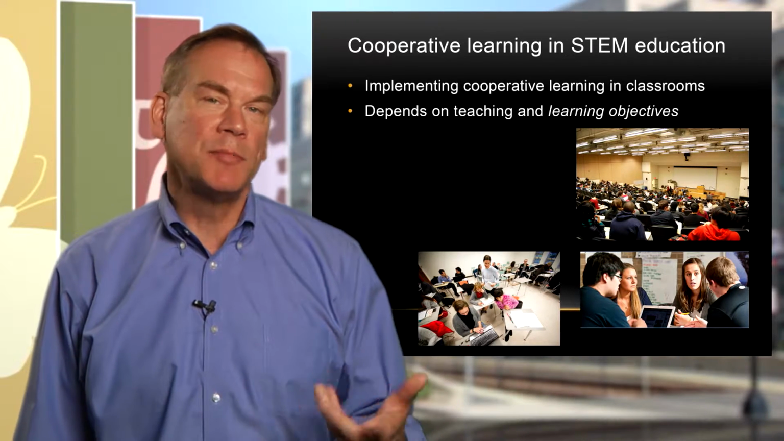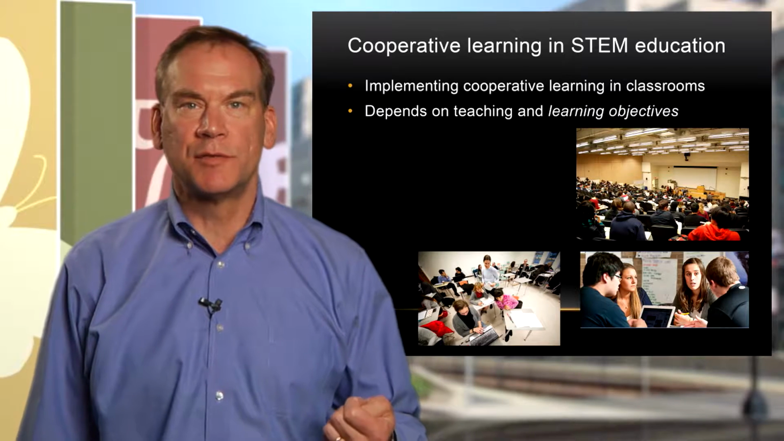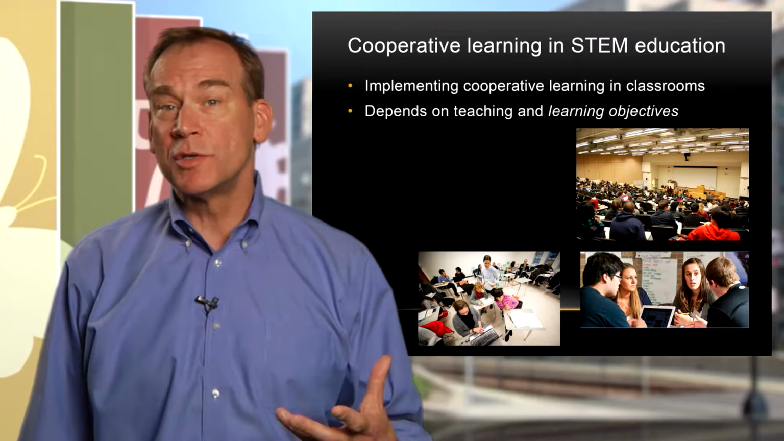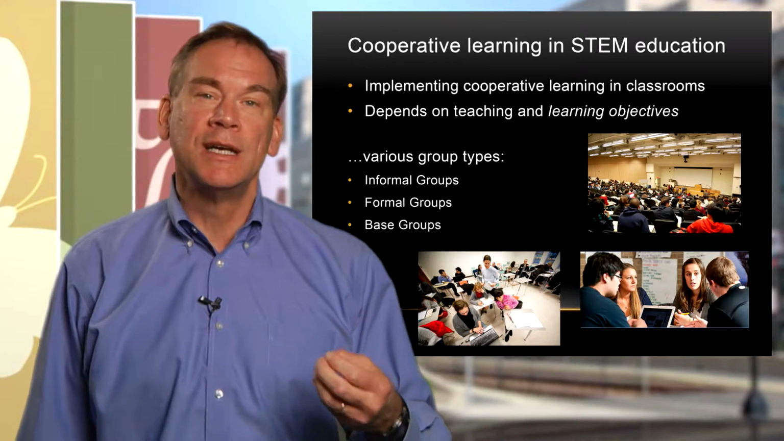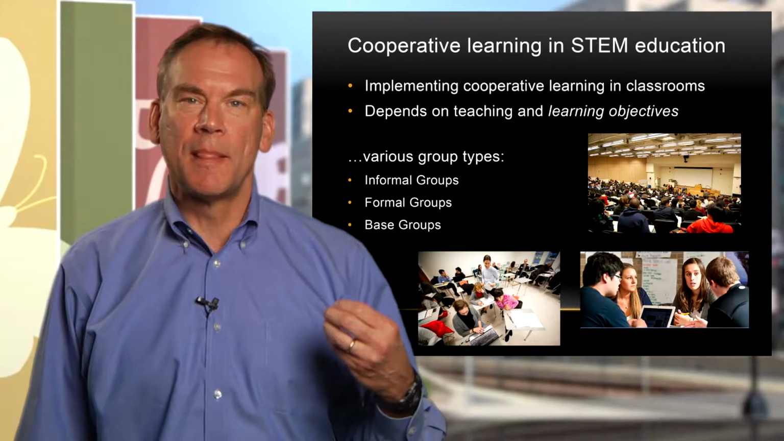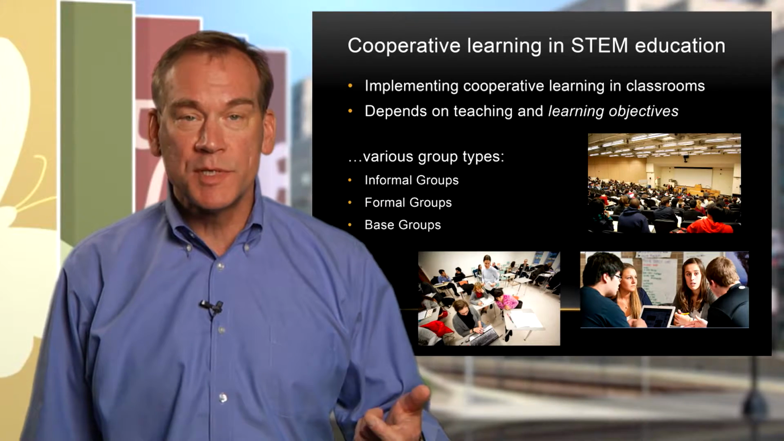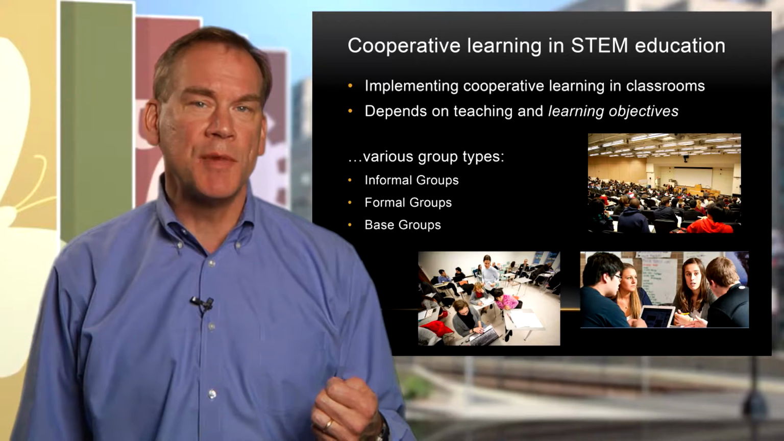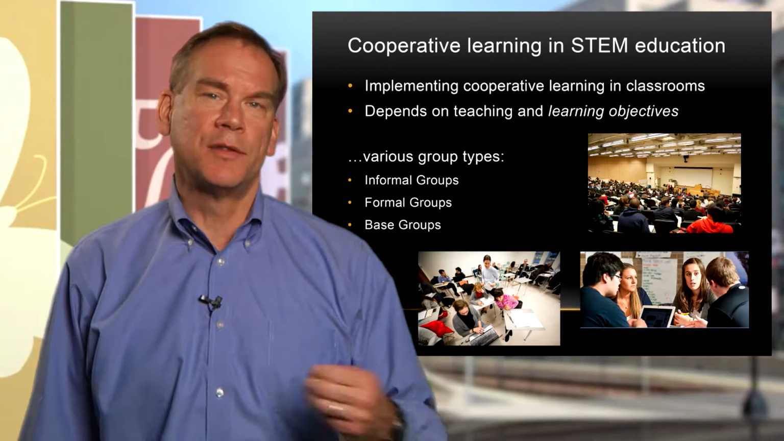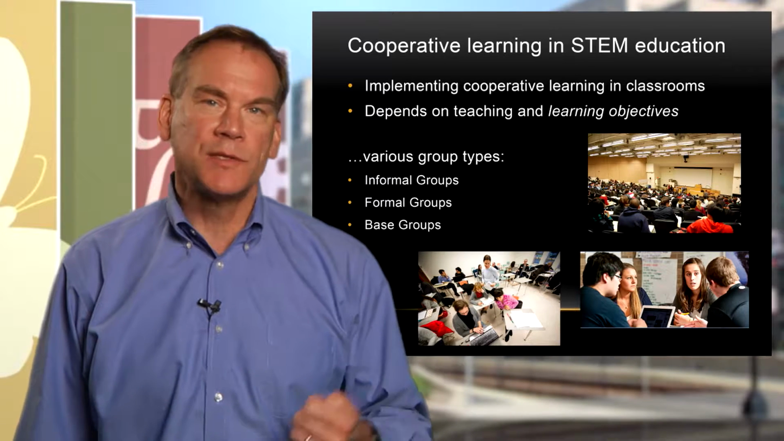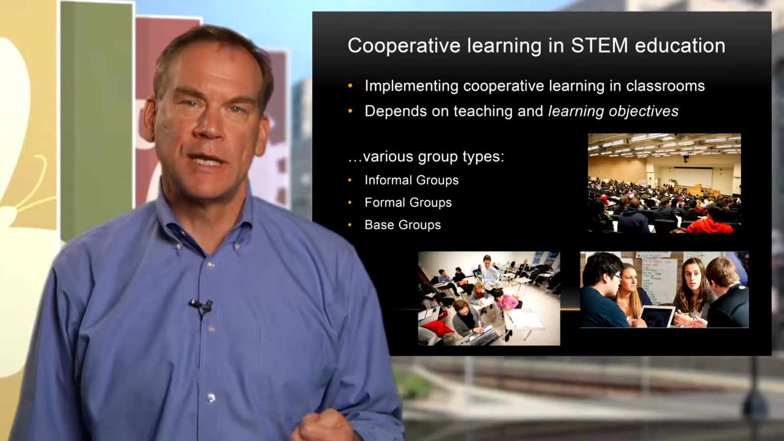Cooperative learning has been implemented in many kinds of STEM classrooms, from large lecture halls to small classrooms, and also in various kinds of groupings. It has been implemented in informal groups, but there are also formal groups that maintain their structures throughout the semester, or base groups and other approaches. You'll hear a little bit more about formal groups and base groups in the next MOOC with Rick Campa.